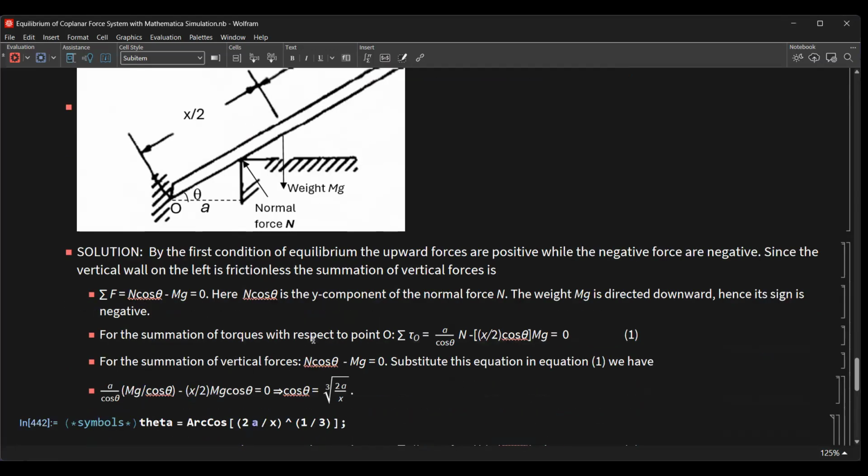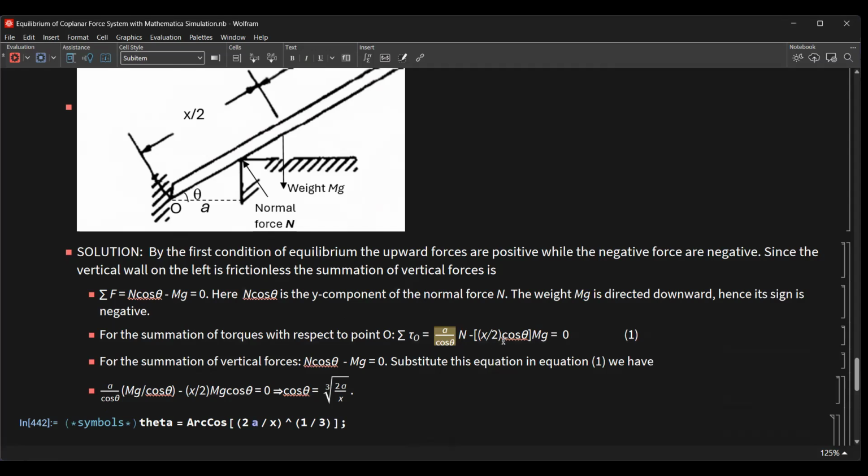For the summation of torques with respect to the point O, we have a over cosine of the angle. This is the length from this point O up to this point, so the length is equal to a over cosine, multiplied by n. So that is the moment of the normal force n, because this length is equal to a over cosine of the angle.